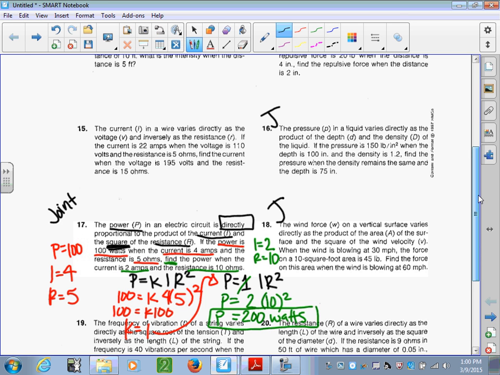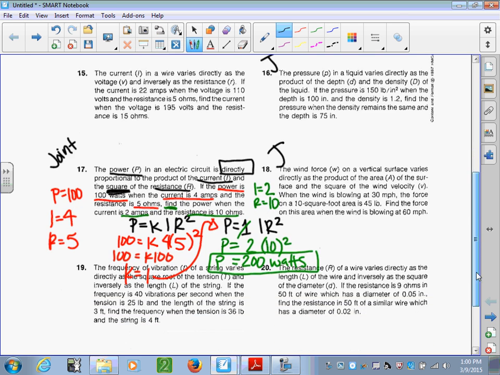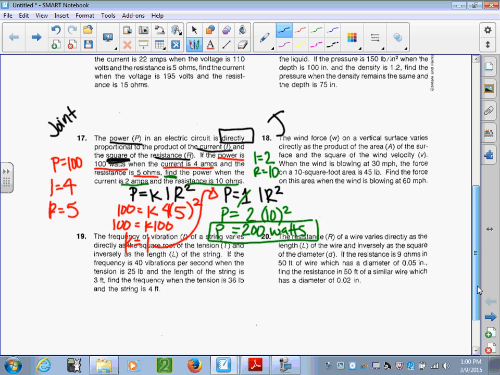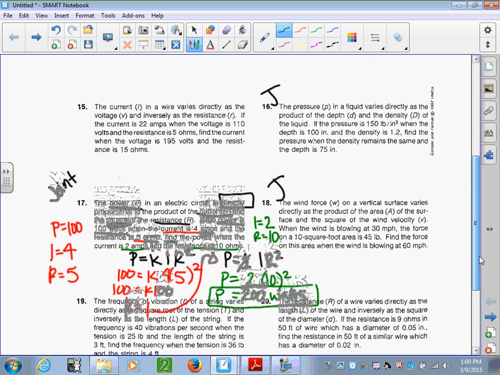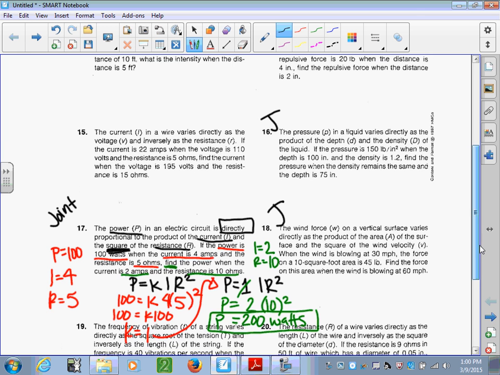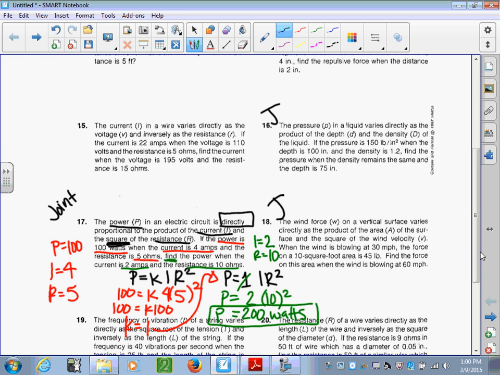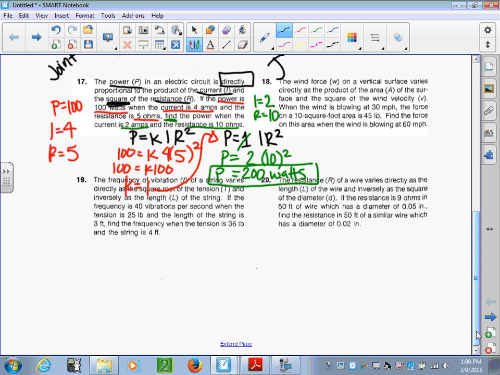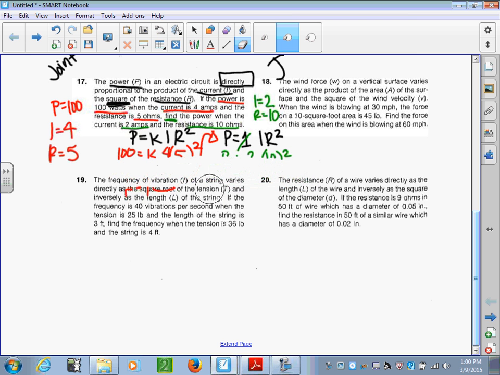Okay, so let's do a combined example. Combined would be 15 or, no, let's do 19. It's a little more complicated. So 19. If you need to see this, you can pause and go back, but I'm going to erase some of this so we have more space. So 19 is going to be an example of combined variation.